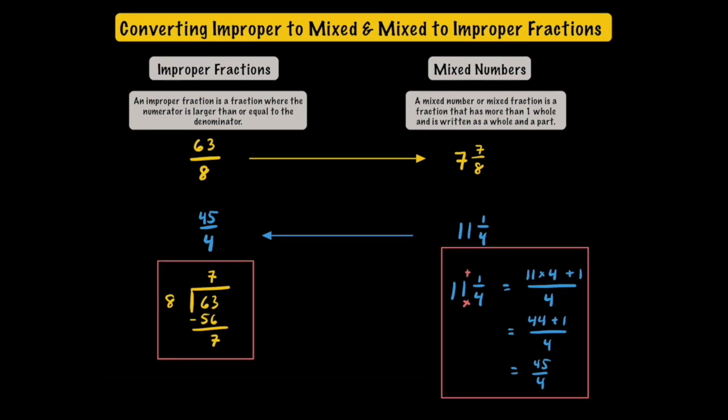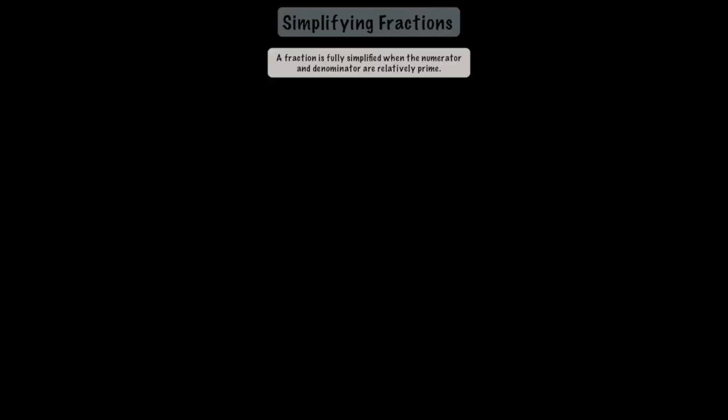And when you're converting mixed numbers to improper fractions, multiply the whole number by the denominator and add the numerator. Let's build a deeper understanding of what it means to fully simplify a fraction. A fraction is fully simplified when the numerator and denominator are relatively prime.